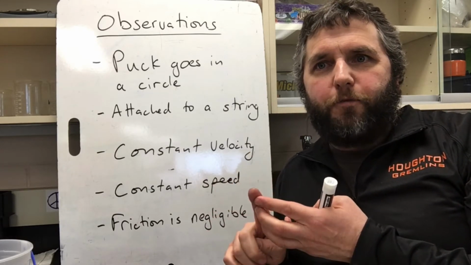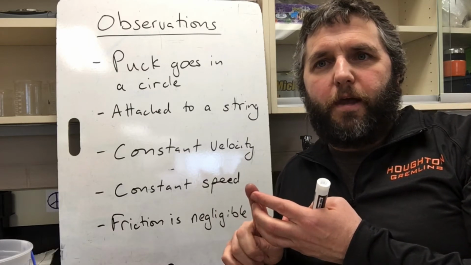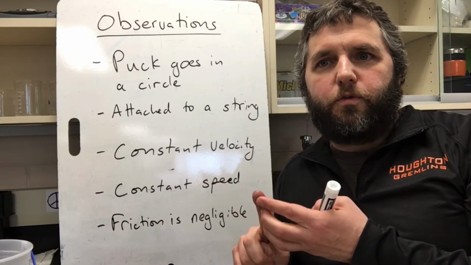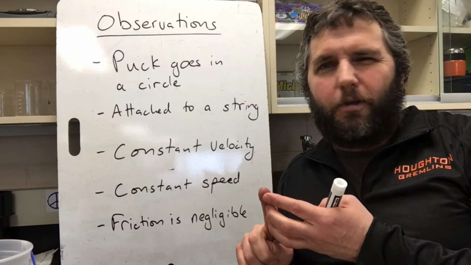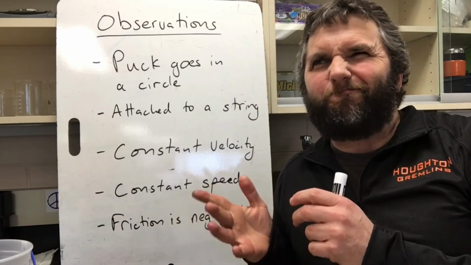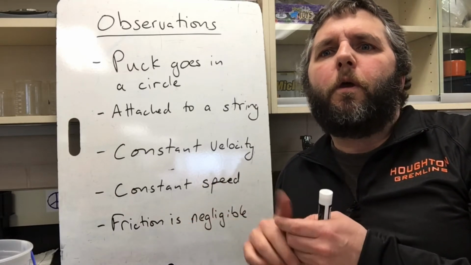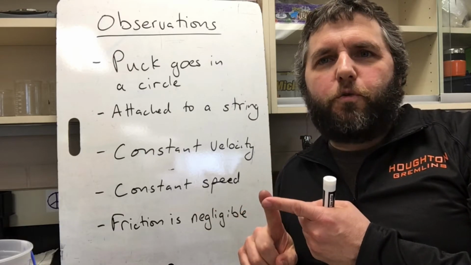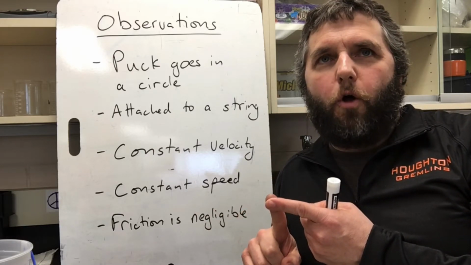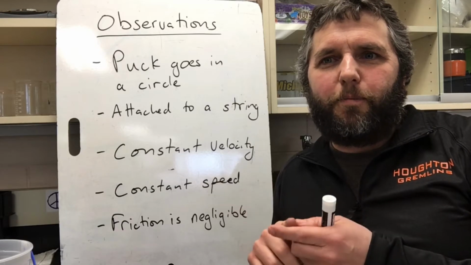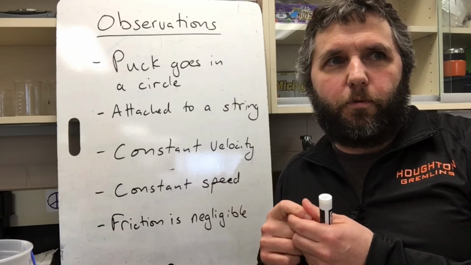Students will often suggest that the puck is going at a constant velocity. Others will suggest that it is going at a constant speed. I don't remember what the difference is between those. Maybe you can look those up. Often students will also recall that the air puck means that friction is basically negligible.